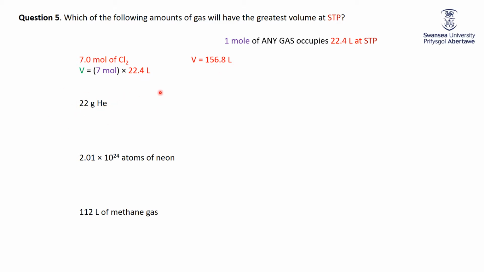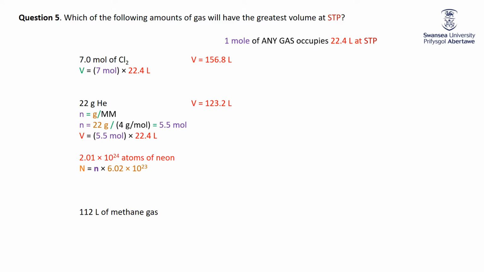22 grams of He, well of course as soon as you see grams of any pure substance you convert it to moles. Molar mass of helium is 4, 22 divided by 4, 5.5 moles. What's the volume of 5.5 moles of any gas, in this case helium at STP? 5.5 times 22.4 or 123.2 litres. Another way of expressing things, 2.01 times 10 to the 24 atoms of neon.